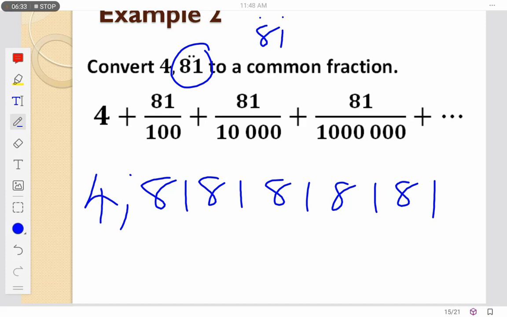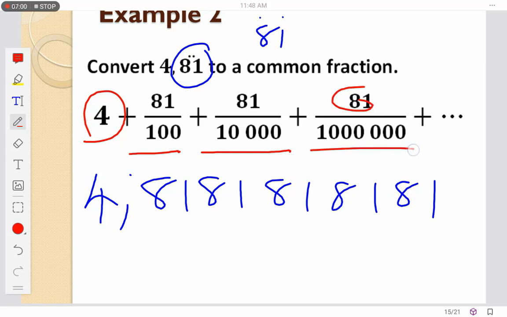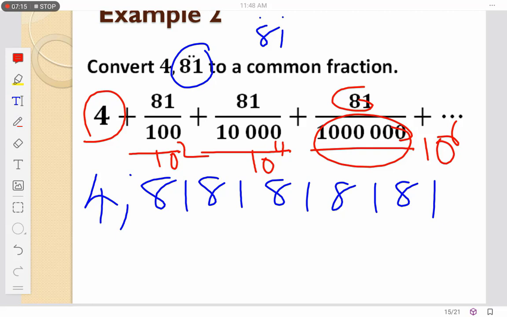Okay, so to convert it to a common fraction, what we do for this question is this. We can rewrite this. Since we know it's 4.81, I can have it as 4 plus 81 over 100 plus 81 over 10,000. I'm adding 2 zeros each time. So that's how I can rewrite this. This is the same as 10 to the power of 2, 10 to the power of 4, 10 to the power of 6.